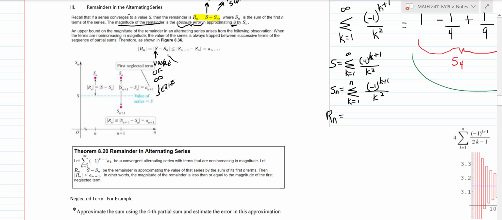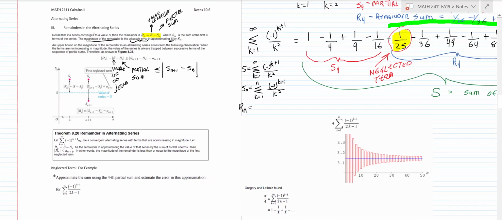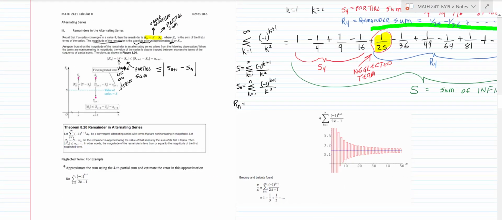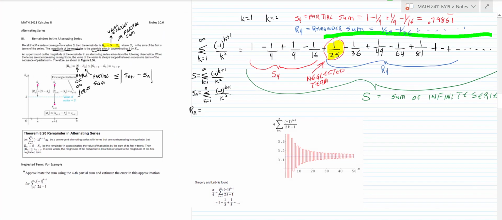Okay, and then this part right here is the partial sum. It turns out that that is less than or equal to the difference between these two partial sums. I'll explain with my diagram what that means. So the remainder, which would be this whole thing right there, is always less than or equal to the partial sum, this part right here.